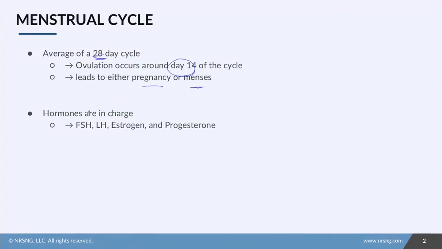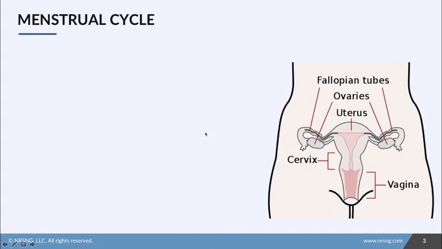Now, hormones are going to be what's in charge of this whole cycle. So the hormones are FSH, or follicle stimulating hormone, LH, or luteinizing hormone, estrogen, and progesterone. So let's start talking about these hormones and their different jobs. So we have a pituitary gland, and that pituitary gland is going to release both of them, FSH and LH. All right, so our pituitary gland releases FSH and LH.